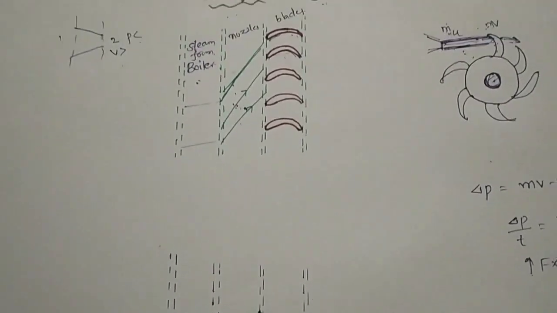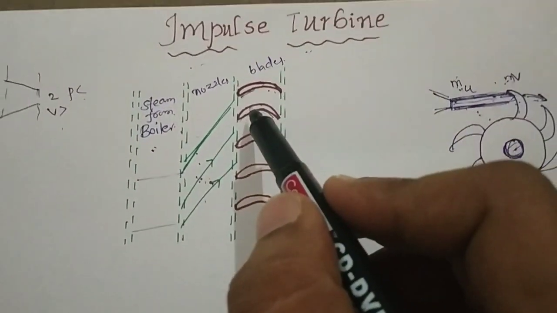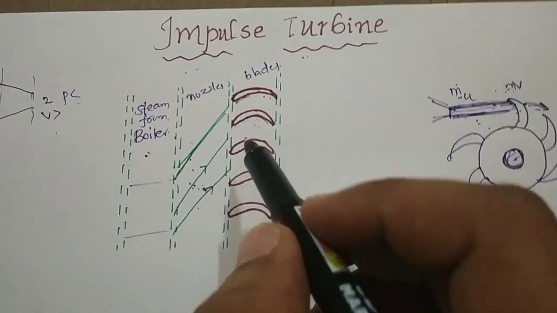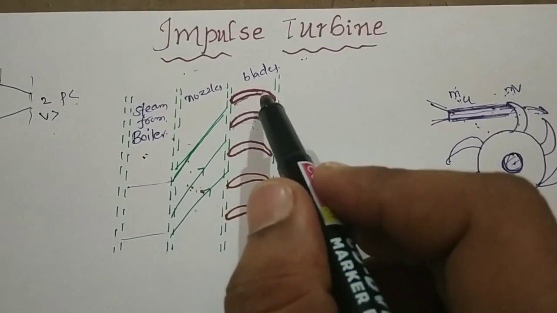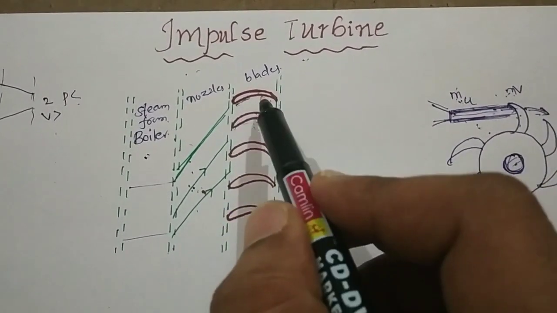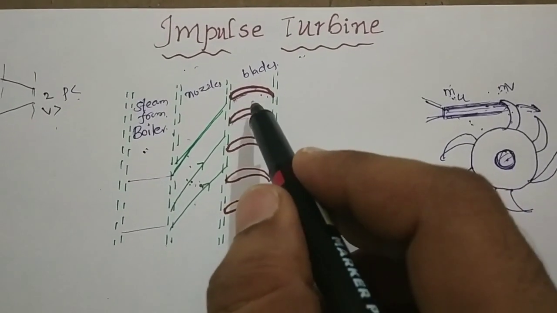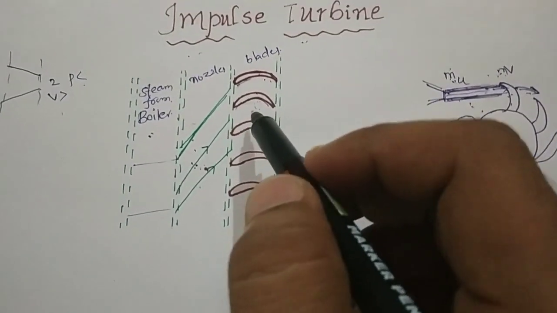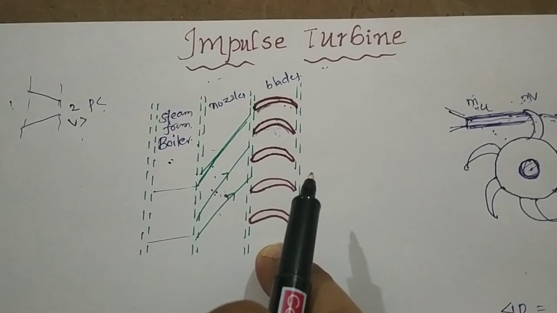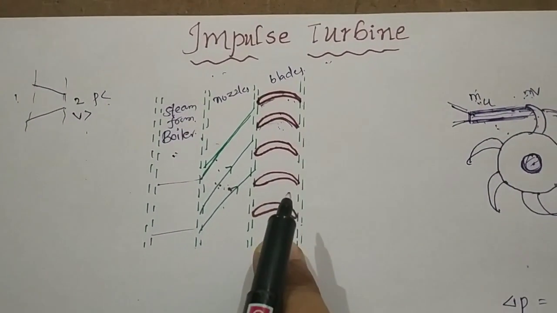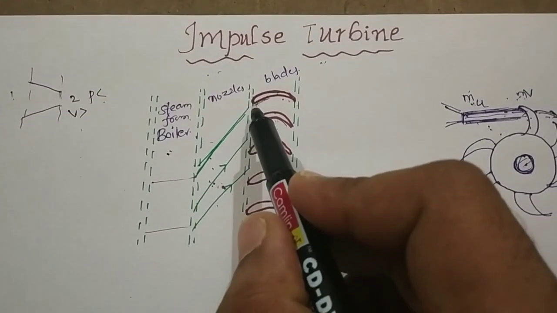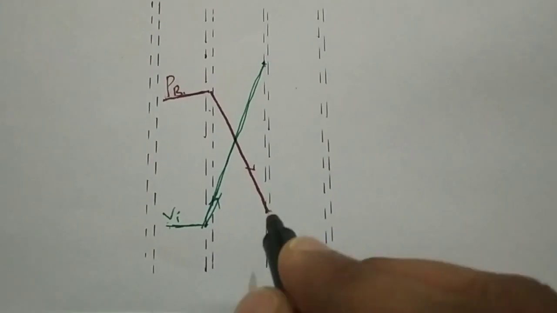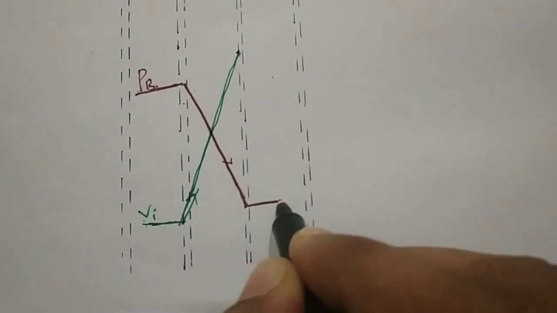Next, in the moving blades, the pressure remains constant. As I said earlier, the blades are designed in such a way that the steam only glides over the blades, with no change in pressure, and the steam enters the blades without shock. Therefore the pressure remains constant in the blades. So next I draw this line here: pressure is constant.